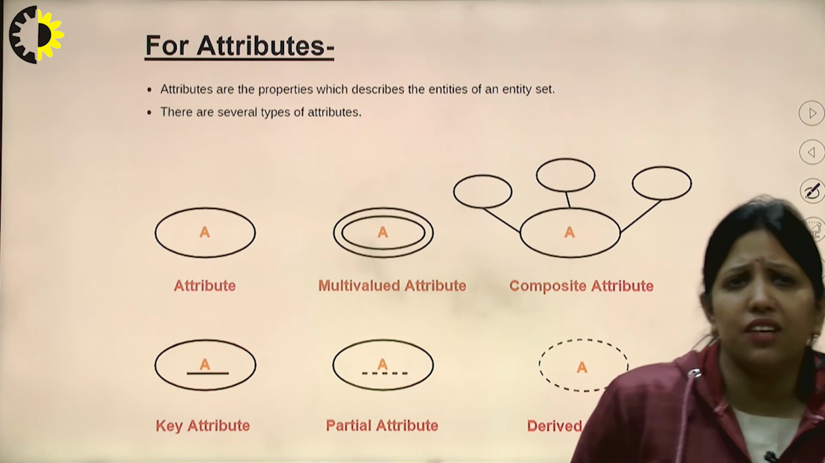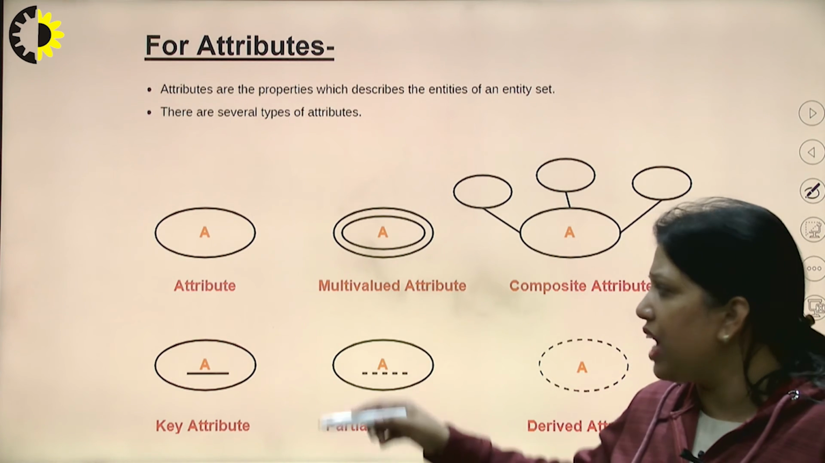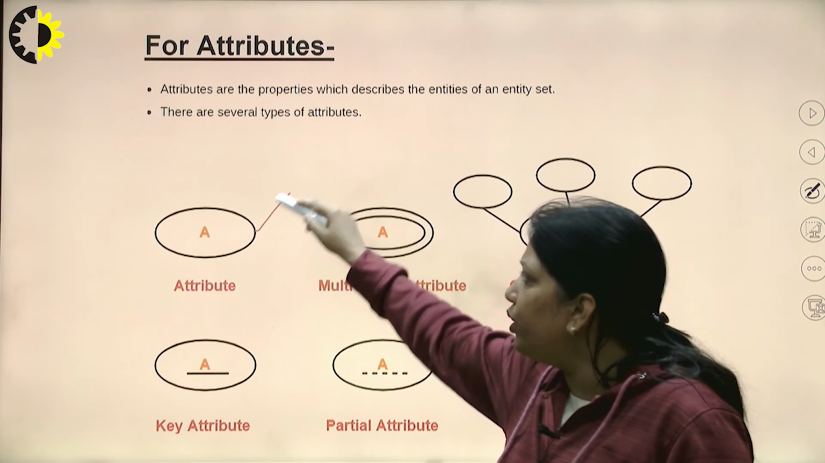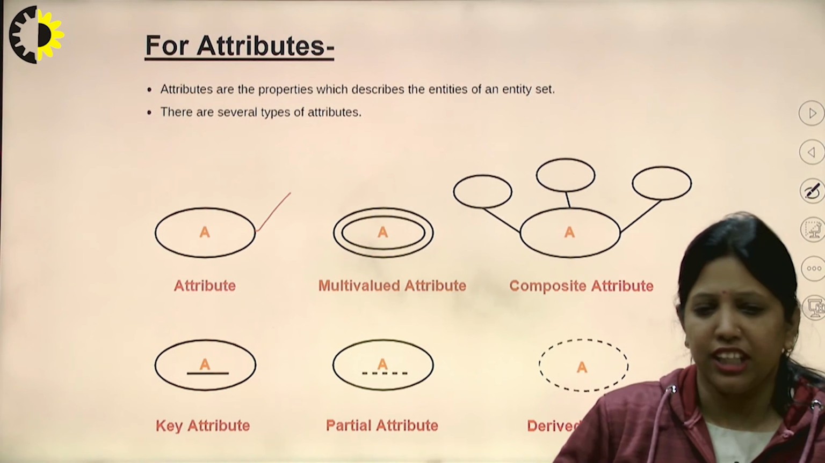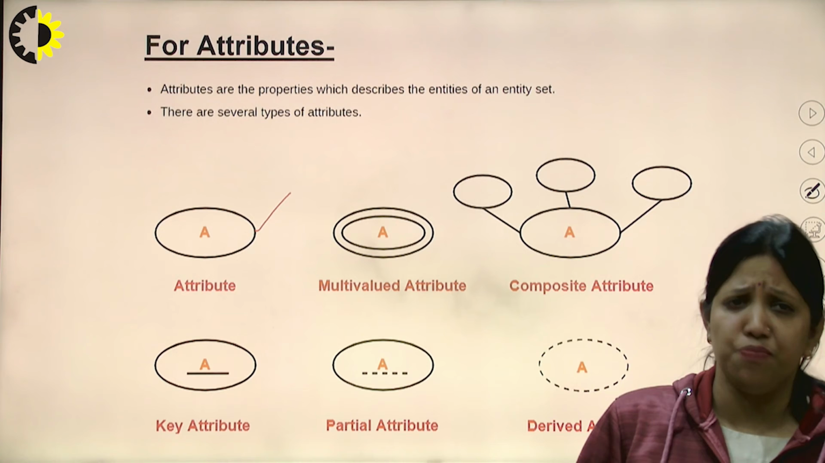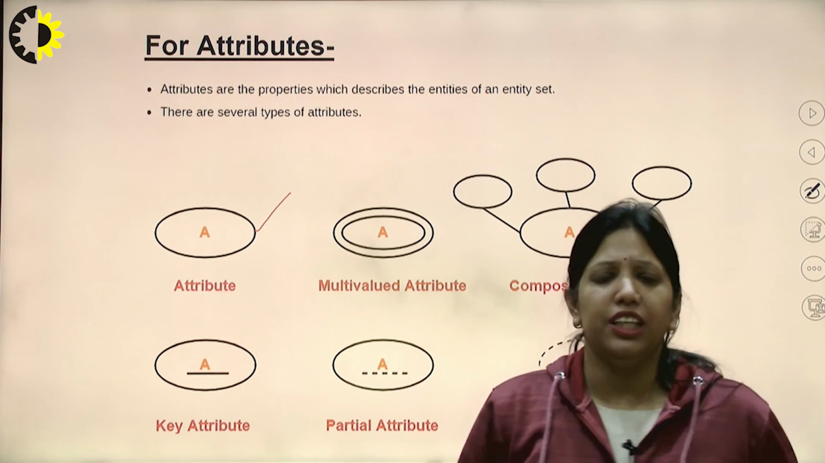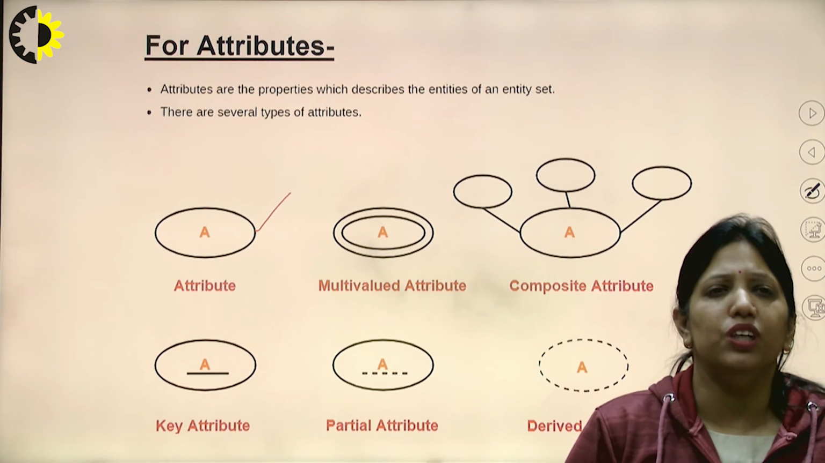So we have several types of attributes. One is the simple attribute. The notation that we use for a simple attribute is only an oval shape. For example, roll number, phone number, these are simple attributes that have only one value. So it is represented with a simple oval shape.